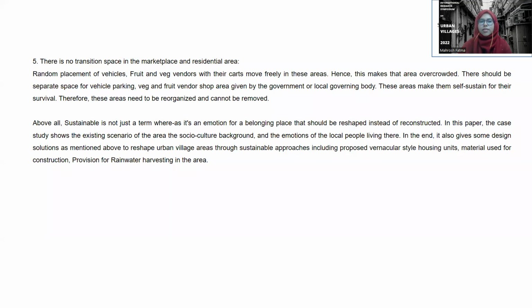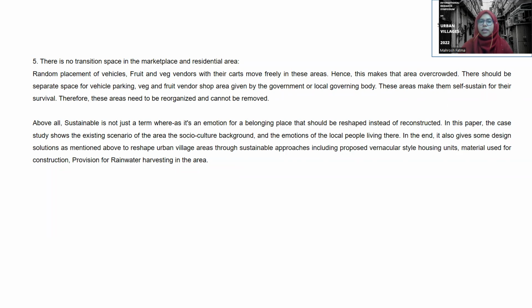Then number 5 is that there is no transition space between the marketplace and residential area. Random placement of vehicles and fruit vendors with their carts moving freely in these areas makes the area overcrowded. There should be separate space for vehicle parking, vegetable and fruit vendors, and shop areas given by the government or local governing bodies. These areas make them self-sustained for their survival. Therefore, these areas need to be reorganized and cannot be removed.